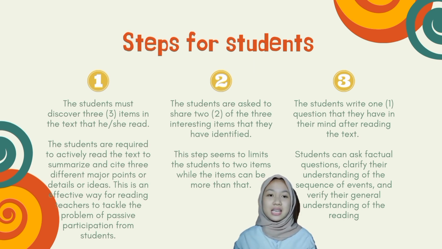The second one is that the students are asked to share 2 of the 3 interesting items that they have identified. This step seems to limit the students to 2 items, while the items can be more than that. The last one, or the third, is that the students write 1 question that they have in their mind after reading the text. Students can ask factual questions, clarify their understanding of the sequence of events, and verify their general understanding of the reading.